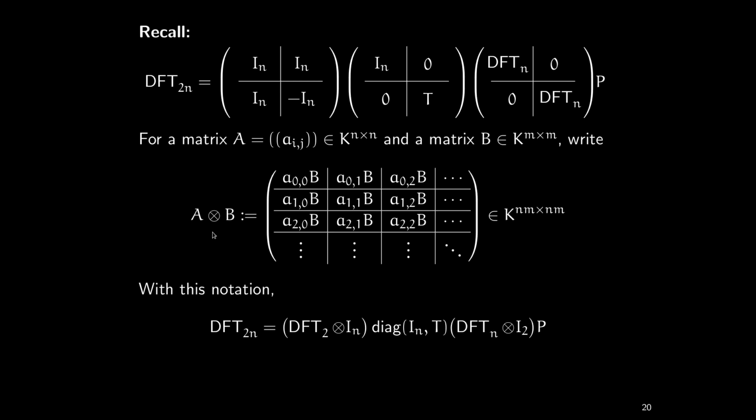If I define it like this, then this should be I2 times DFTn here, and this should be In times DFT2. So the DFT2 is 1, 1, 1, minus 1. So this is a Kronecker product and this is a Kronecker product. And here, okay, this is just a diagonal matrix. So it has the T down here and an identity matrix here.